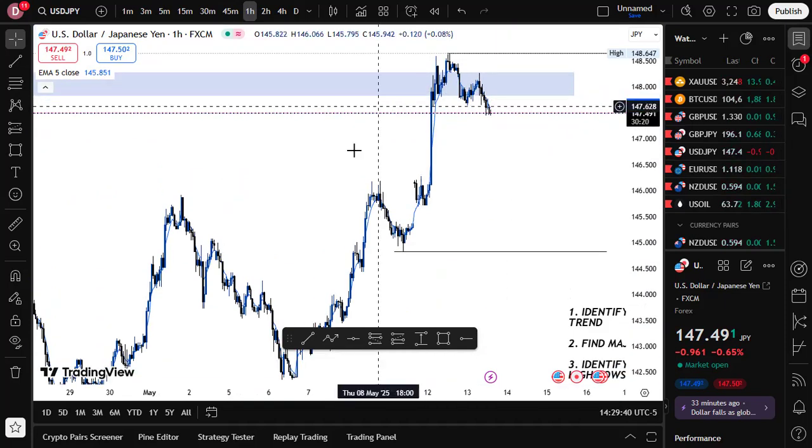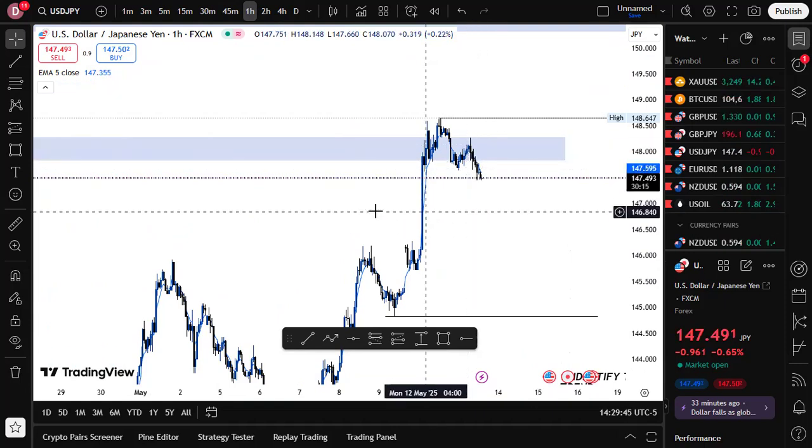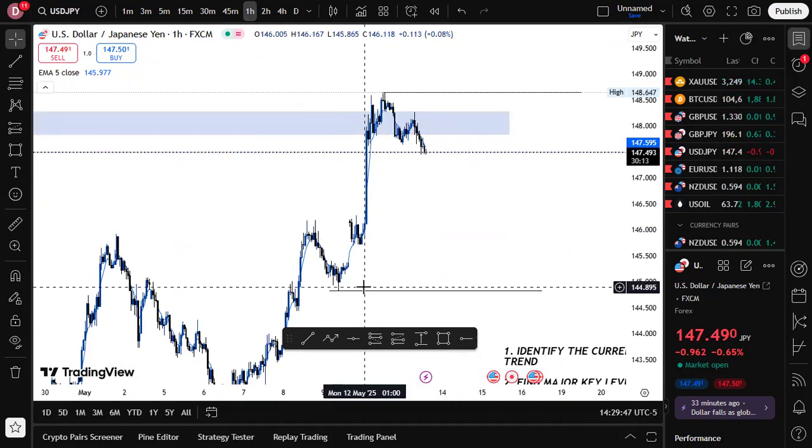So we are going to see if this level is going to hold and price continues going up, or if it's going to break it and push price down. So we need to wait. This is our recent high, and this is our recent low.